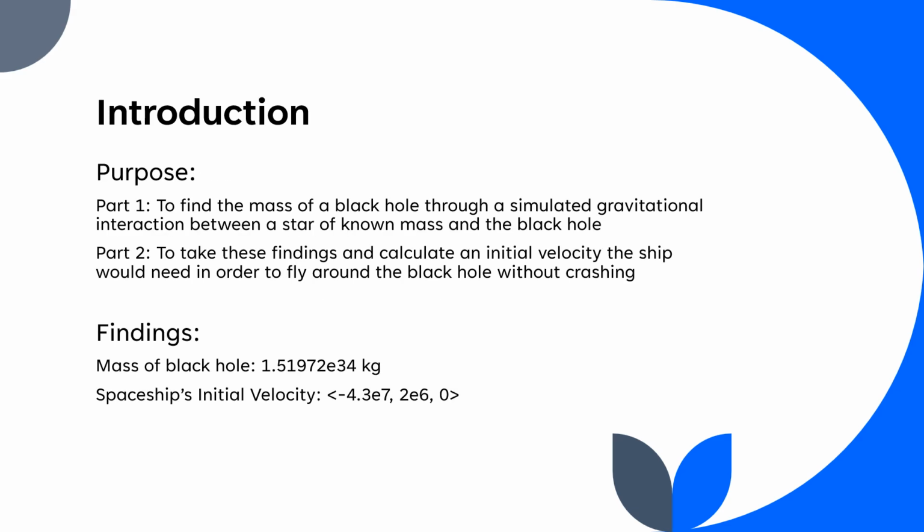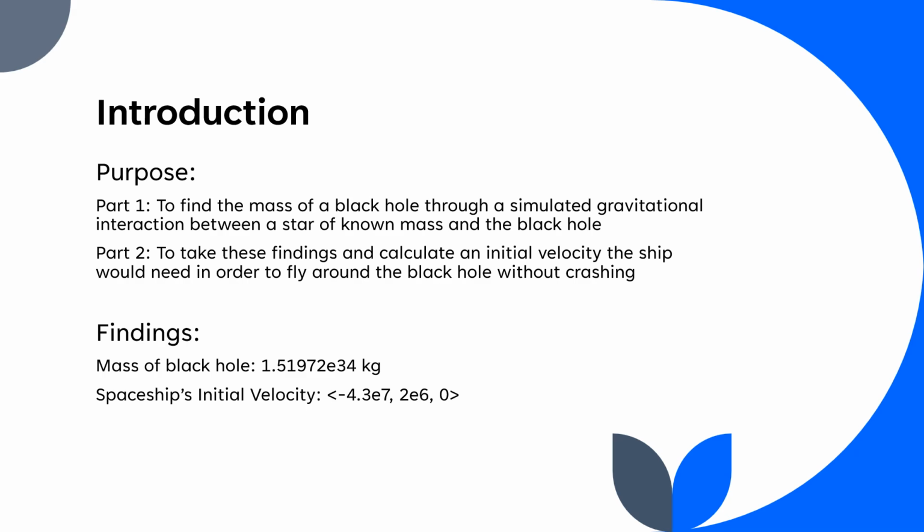First, I would like to briefly touch upon the purpose of this experiment, which was to find the mass of a black hole through a simulated gravitational interaction between a star whose mass was known and the black hole, and taking these findings and calculating an initial velocity the ship would need when leaving the planet to not crash with the planet or the black hole when flying back around.